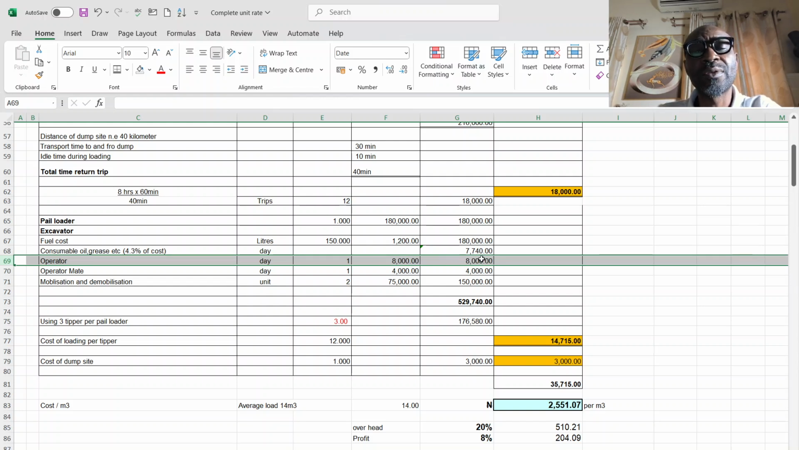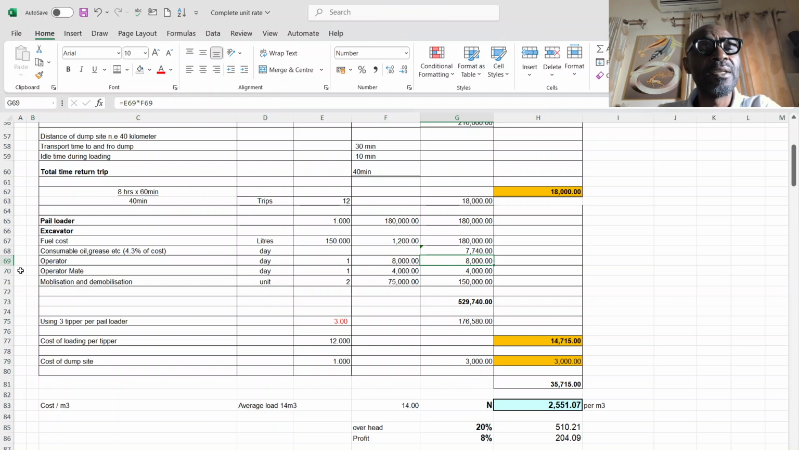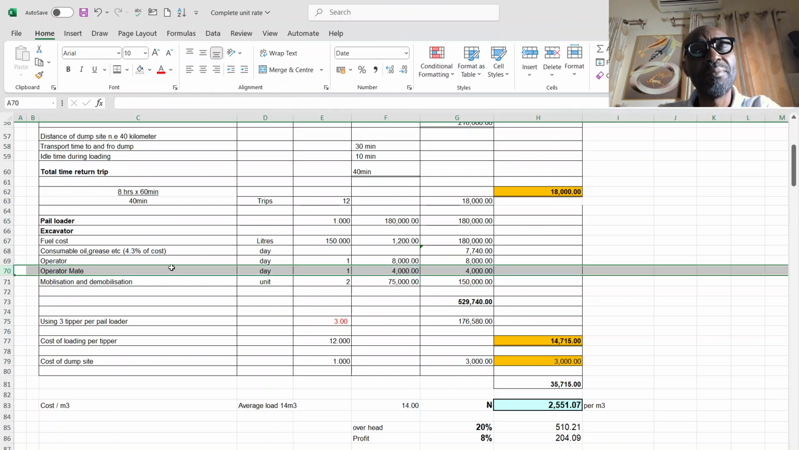So after that, you have the cost of the operators, 8,000 per day. The cost for the mate, because the mate needed to be there, because sometimes there are logs of wood that needed to be taken out of the sand. You need to remove metal objects so that the tires will not puncture. So he has a mate that will work alongside him, the one that will control the trucks, to let one come in one direction and stop the other one from coming, so that accident will not happen. So that mate has to be considered as well.